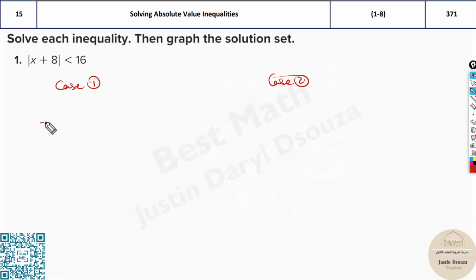That is, let me just write it: minus x plus 8 can be less than 16, or I can write the first one as positive, okay? And the next one I can write as negative: x plus 8 will be less than 16. These are the two cases. Whatever is inside the absolute value becomes positive or negative.